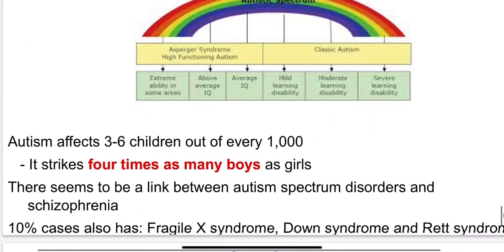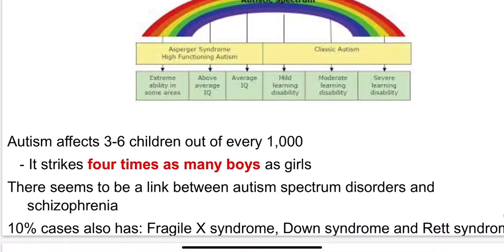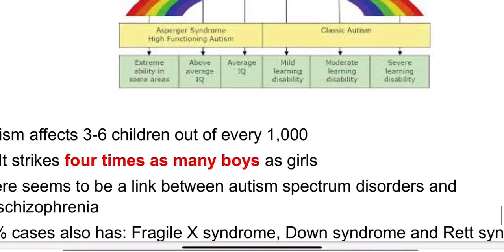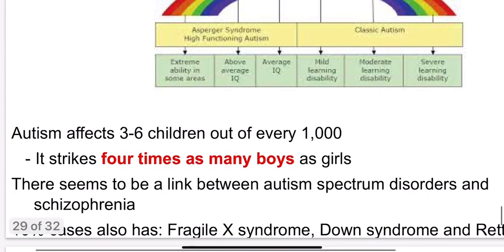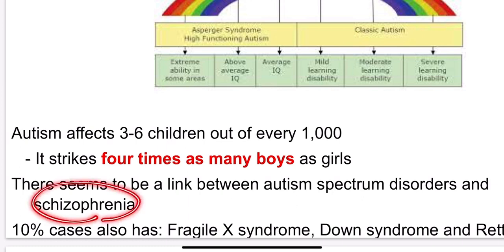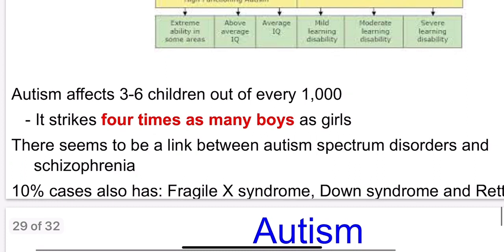Autism affects 3 to 6 children out of every 1,000, and what is interesting, it is known that it strikes 4 times as many boys as girls. In some research that has been published, there seems to be a link between autism spectrum disorders and schizophrenia. 10% of cases of autism also have Fragile X syndrome, Down syndrome, and Rett syndrome.